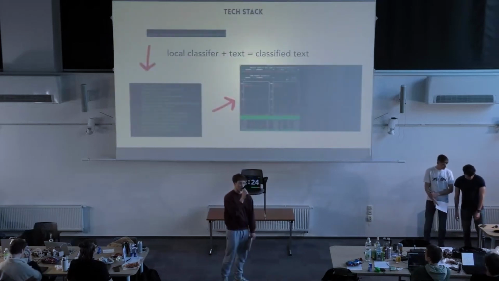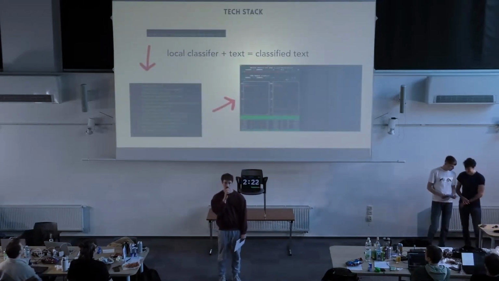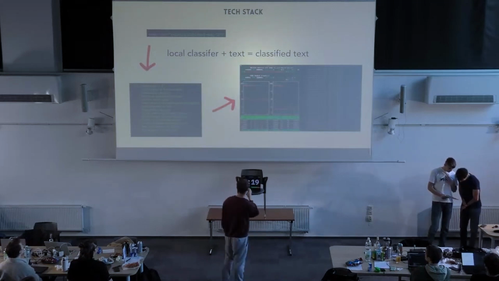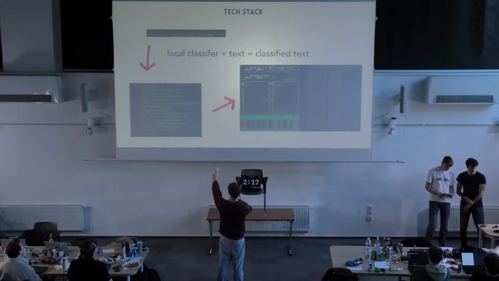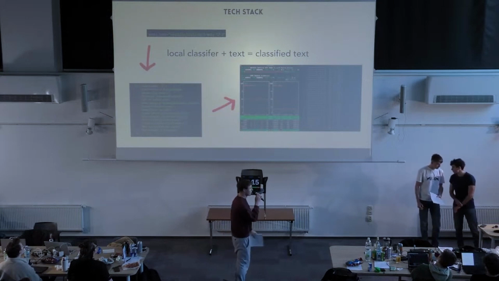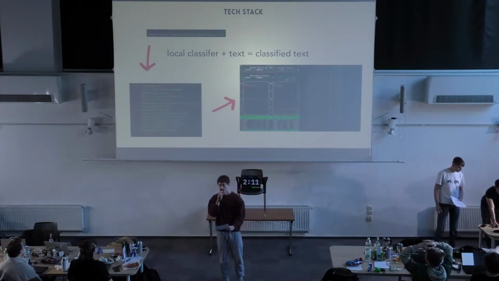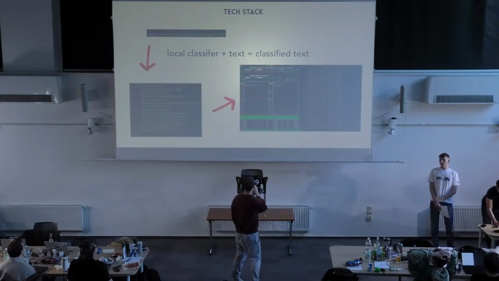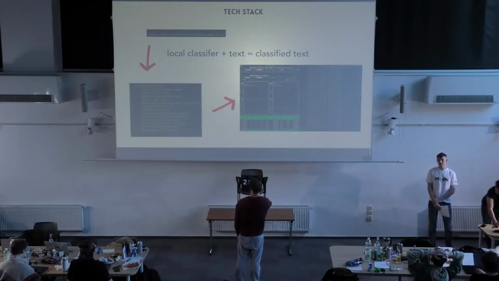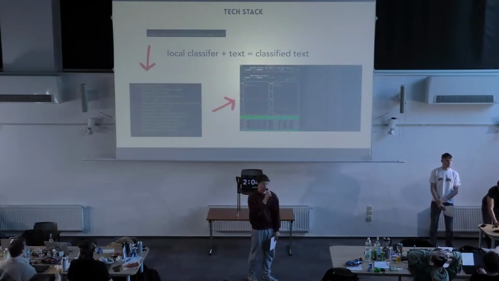And we use a local AI model. It was a classifier. What this does is basically, it takes the text on the left, and then it tries to decide what this text is. Where does it fit? Maybe it's some kind of call for mobilization.